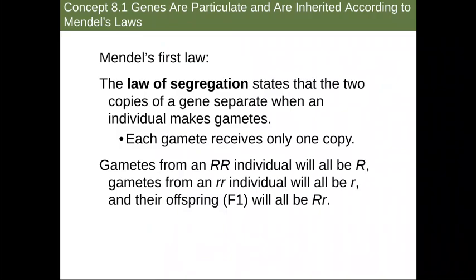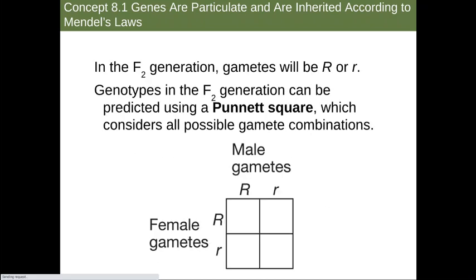Okay, so Mendel's first law that he came up with was the law of segregation. It states that two copies of a gene separate when an individual makes gametes. Each gamete receives only that one copy. So gametes from a big R individual will all be big R, gametes from a little r individual will all be little r, and all of their offspring will be big R, little r. In the F2 generation, gametes will be big R or little r.